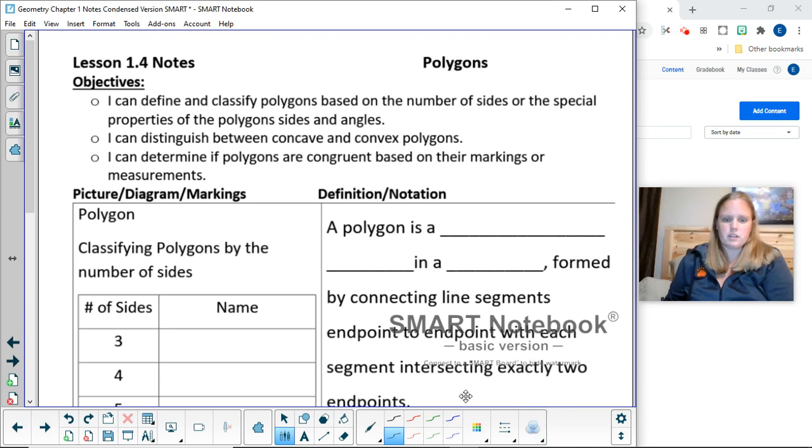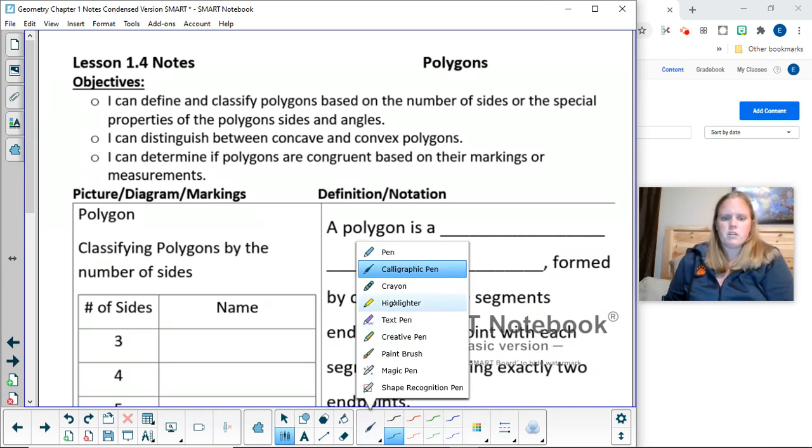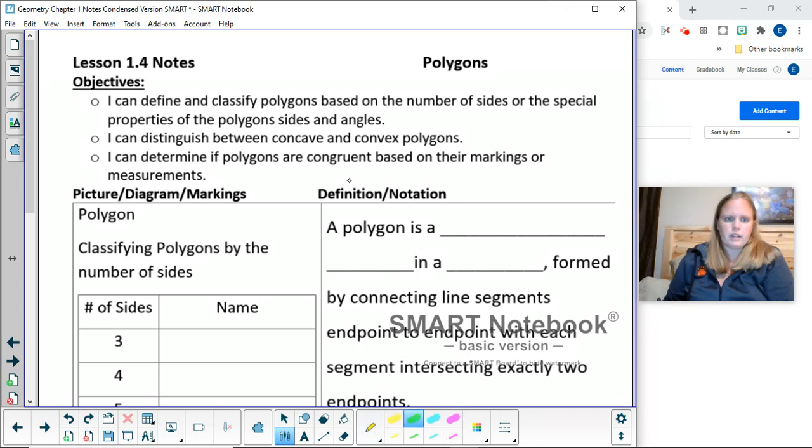We are going to be doing geometry notes on lesson 1.4. This is covering polygons. And if you remember from one of our other videos, a polygon has straight sides. So it's going to be all the different types of shapes that you're pretty familiar with, even from preschool age.